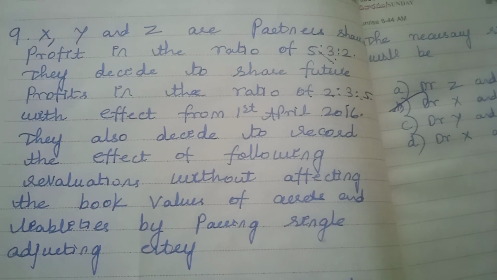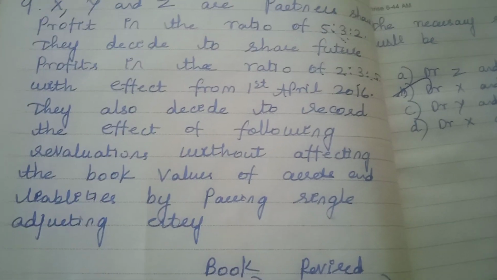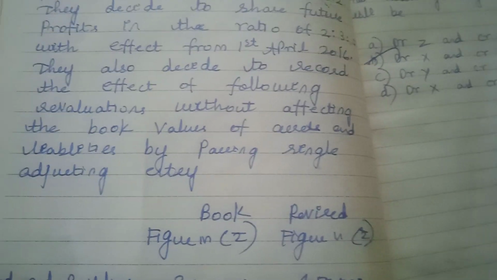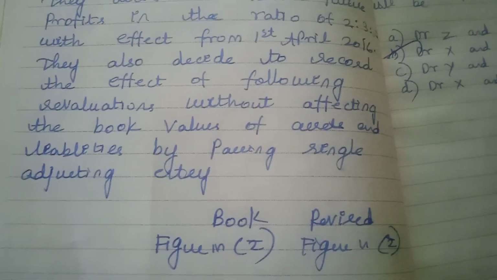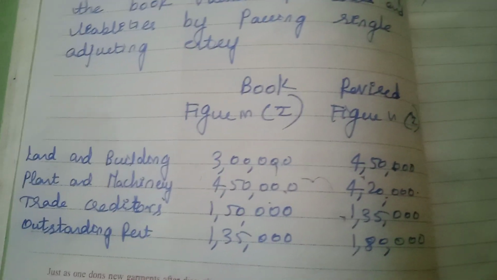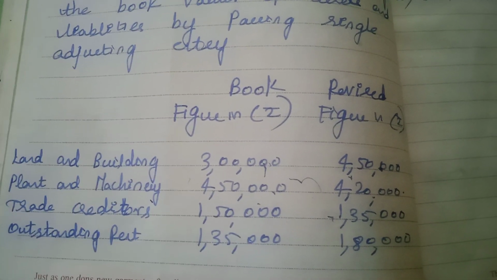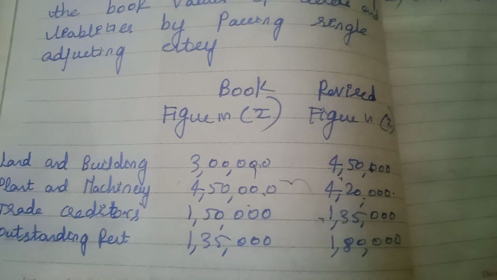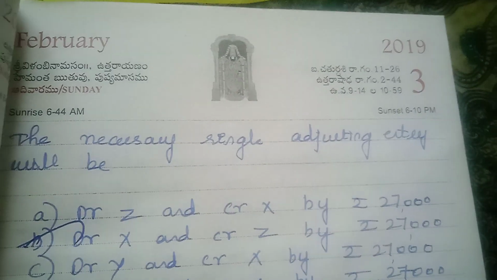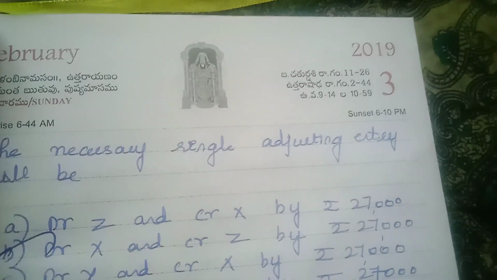They also decide to record the effect of the following revaluations without affecting the book values of assets and liabilities by passing a single adjusting entry. The book figure and revised figure of assets and liabilities, land and building, plant and machinery, trade creditors, outstanding rent has been given here, and we have to calculate the necessary single adjusting entry. How are we going to calculate? Let us see.